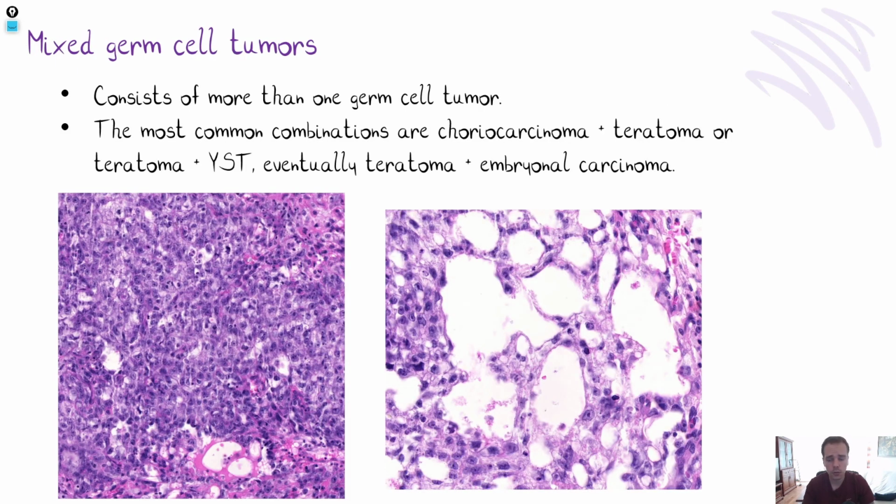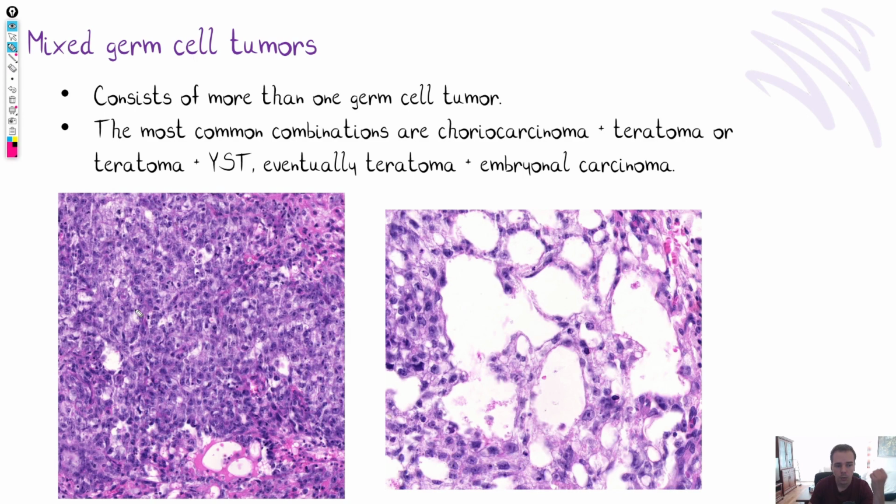Okay, and we are slowly getting to the end. Just a few sentences about the mixed germ cell tumors. I already mentioned them. It is a tumor that consists of more than one germ cell tumor, and basically any combination can be seen. The most common combinations are teratoma plus choriocarcinoma or teratoma plus Yolk sac tumor, eventually teratoma plus embryonal carcinoma. Very often there is a seminoma as well, but theoretically any combination is possible. And as I said, the biological behavior of such tumors is driven by the most aggressive component.